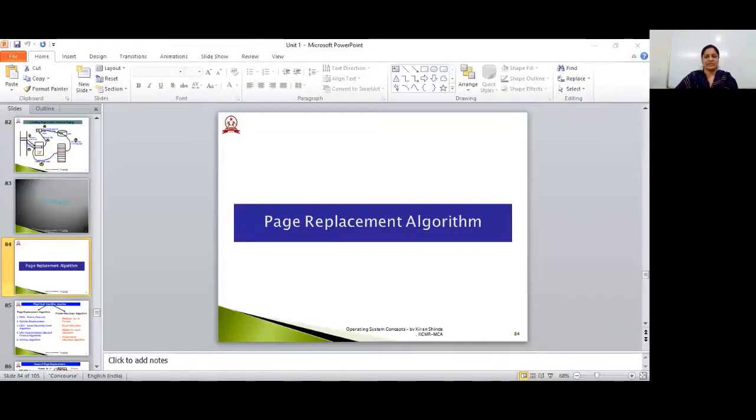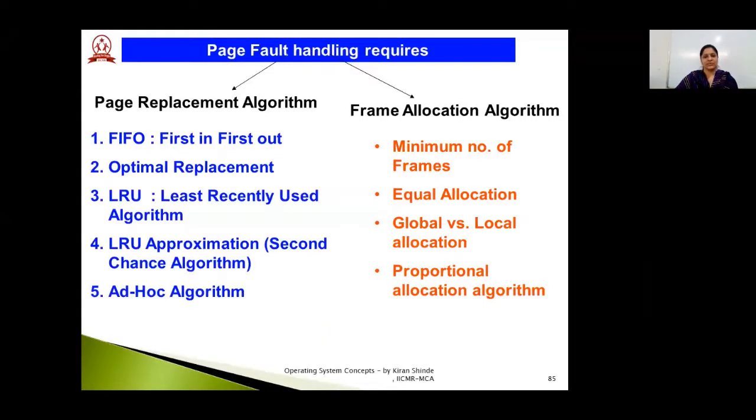As I mentioned, we will be talking about the various page replacement algorithms in this video lecture. There are two types of page fault handling requirements, or page fault handling techniques. One is the page replacement algorithm, and the second technique is the frame allocation algorithm. But in this lecture, we are going to talk about the first three page replacement algorithms: first in, first out, optimal page replacement, and least recently used page replacement.